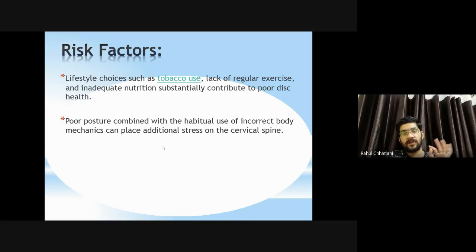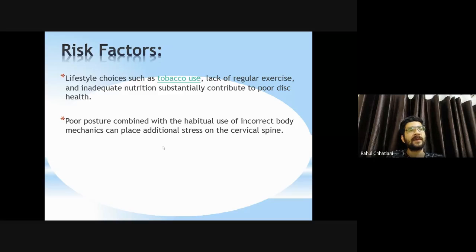So first is tobacco use. If an individual is using an increased amount of tobacco, they are more prone to intervertebral disc problems. Second, lack of regular exercise. If any individual is not exercising regularly, that is, not maintaining the mobility of the spine, that will also lead to more chances of disc prolapse. And inadequate nutrition subsequently contributes to poor disc health.